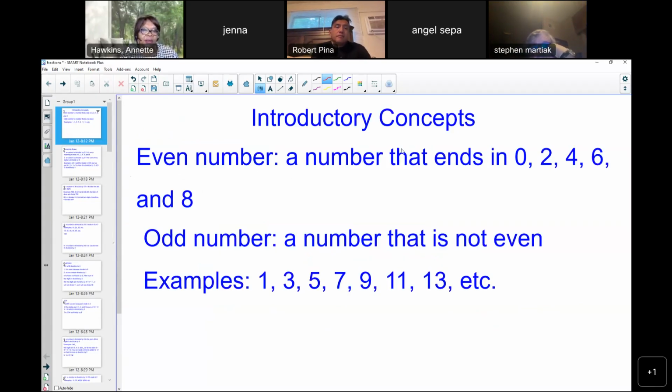So an even number is a number that ends in 0, 2, 4, 6, and 8. An odd number is a number that is not even. So that's 1, 3, 5, 7, 9, 11, 13. Any questions about an even number or an odd number? Everybody okay with that?